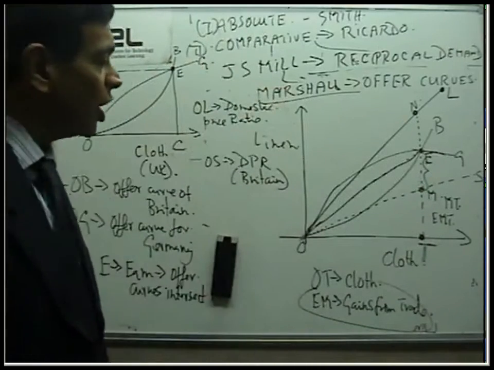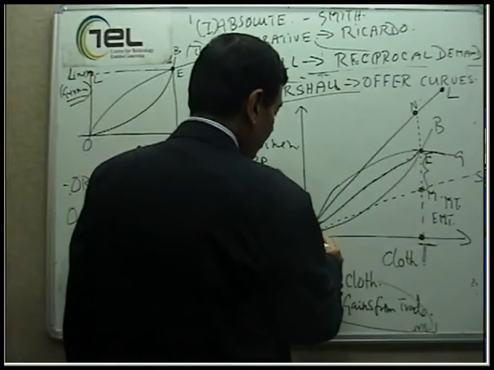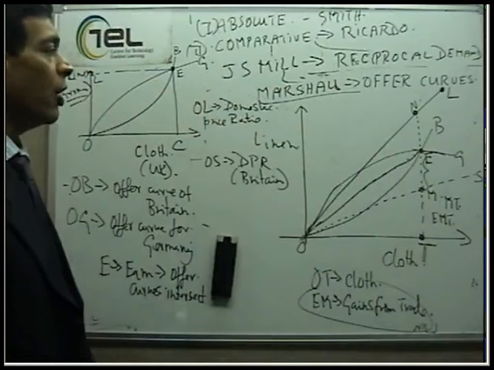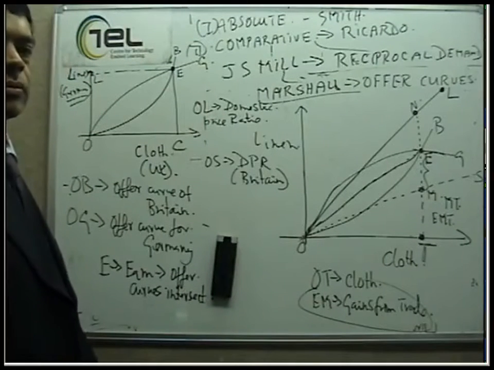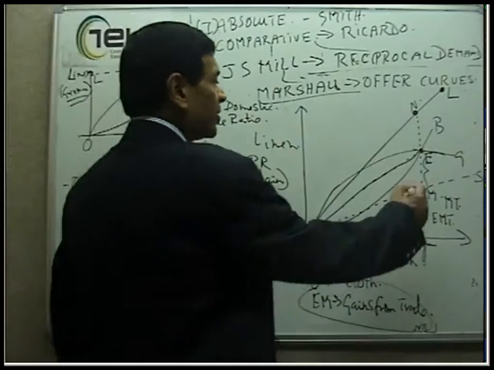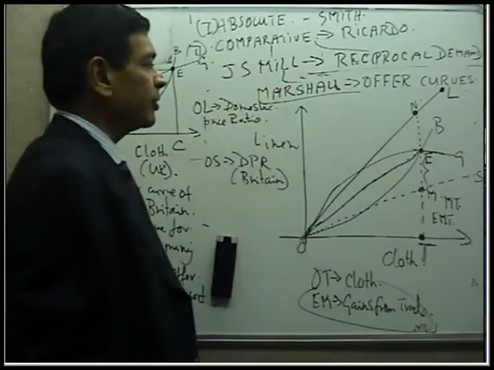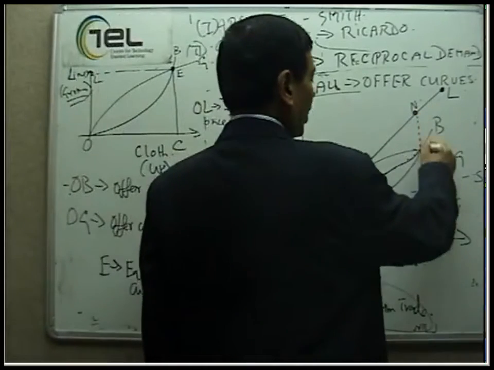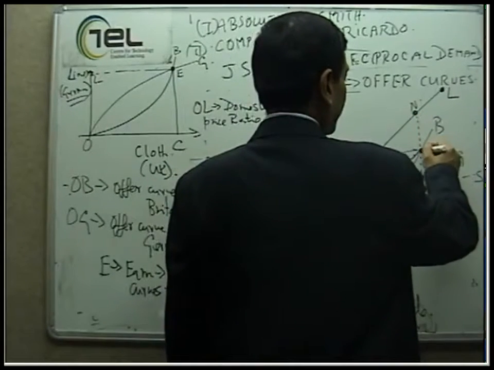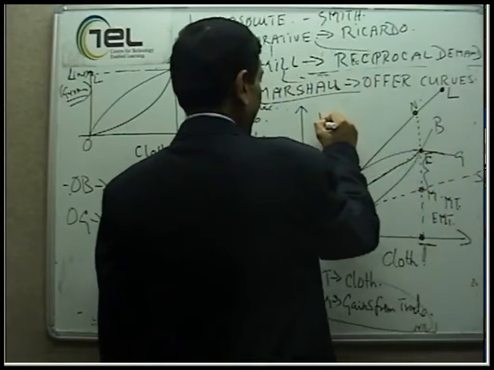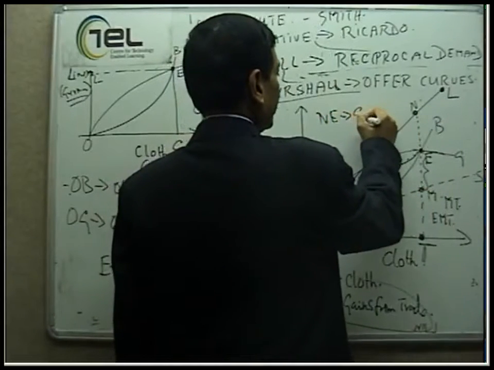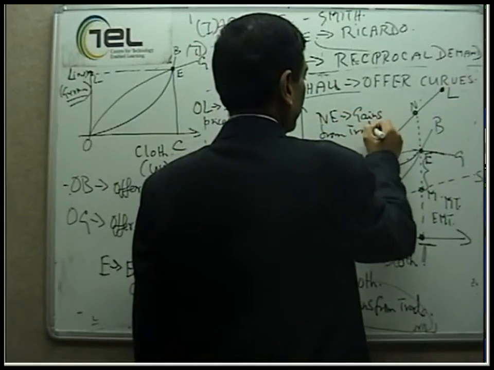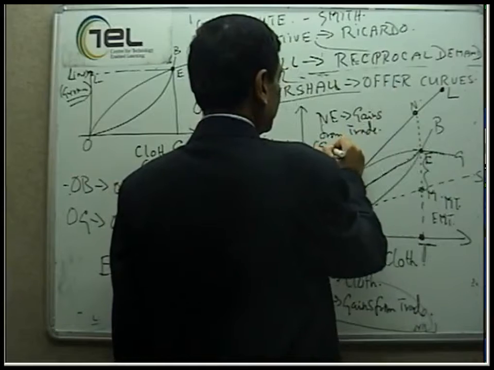Similarly, now for Germany, it is importing OT of cloth. But given the equilibrium point, the gains from trade, the point which I'm trying to elaborate here, is NE. NE is the gains from trade for Germany.